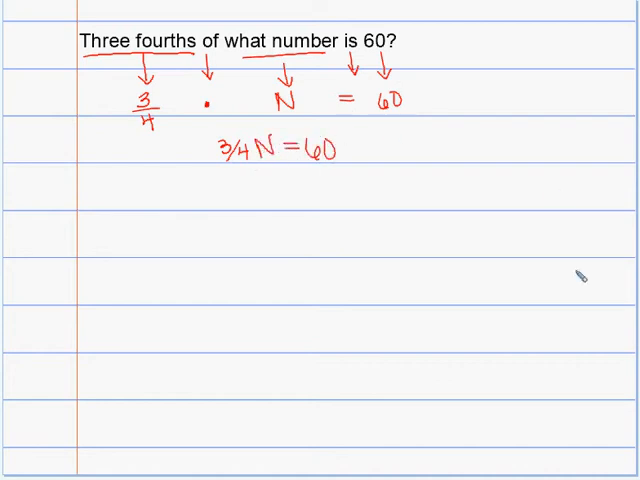So here again, we need to isolate the variable, and remember from the investigation, if you have a coefficient that is a fraction, just multiply both sides by its inverse, by the reciprocal. So this will end up being just n equals, and then we're going to simplify over here. 60 divided by 3 would be 20, so 20 times 4 is 80. So 3/4 of 80 is 60.